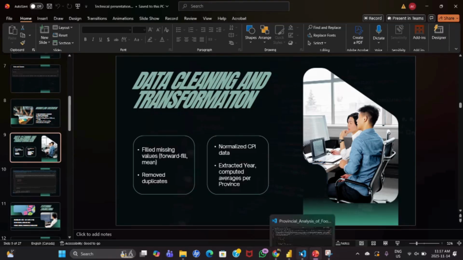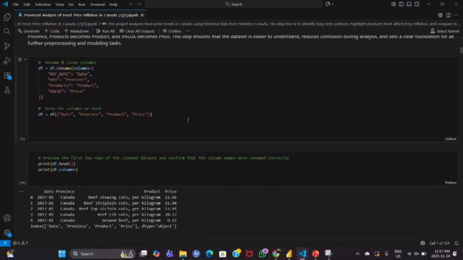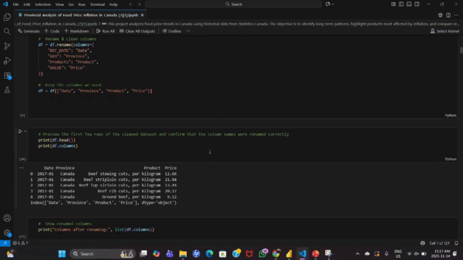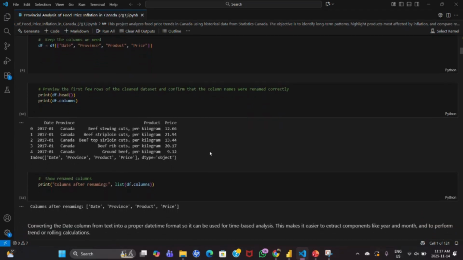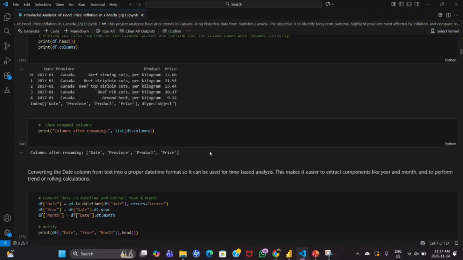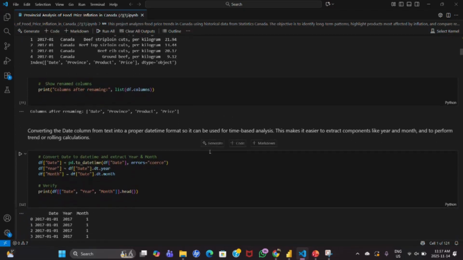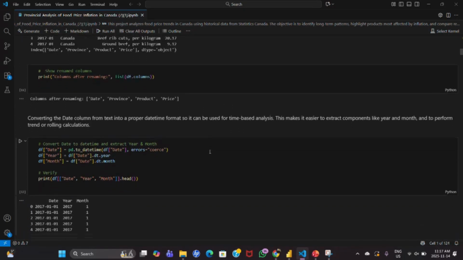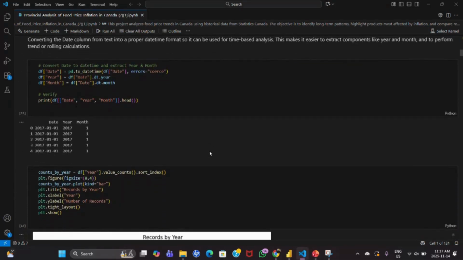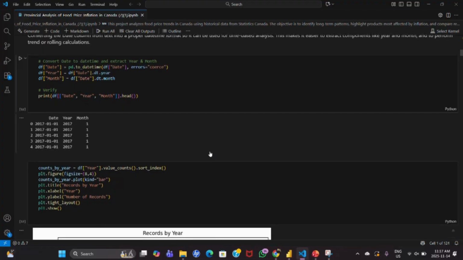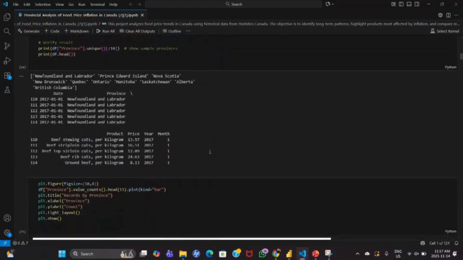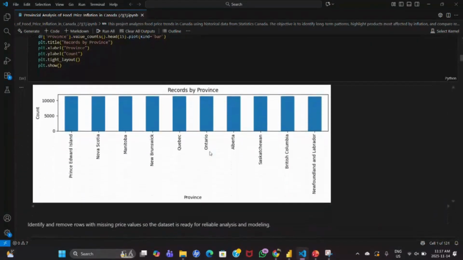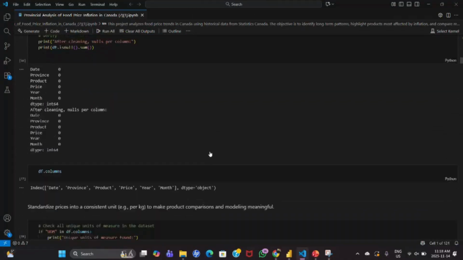So, as you can see in the code, next we normalized the CPI values, which helped us bring all provinces onto a comparable scale. We also extracted the year from the monthly timestamps and computed annual averages for each province, making it easier to analyze long term inflation patterns. By the end of this step, the dataset was clean, structured, and ready for deeper analysis.